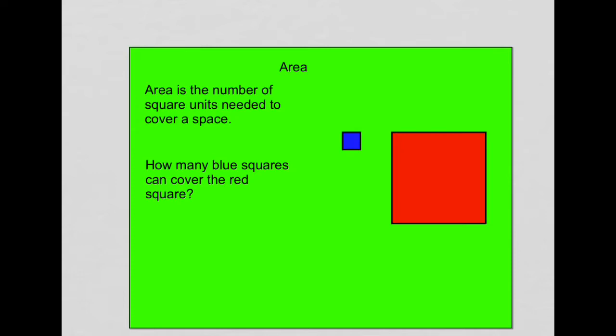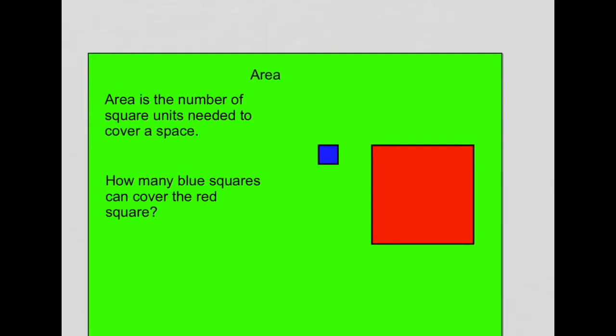Now, before we do anything with area, you need to understand what area means. Area means the number of squares or square units needed to cover a space. So if I was looking at this red square and I wanted to find the area of that red square, I would want to find the number of these blue squares that would cover the inside of this space. So area is the inside of a space.